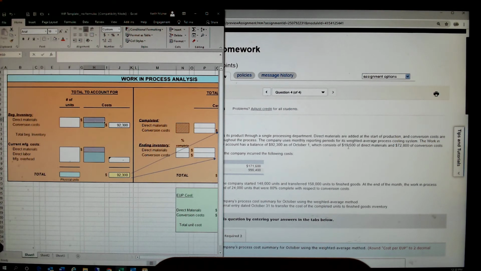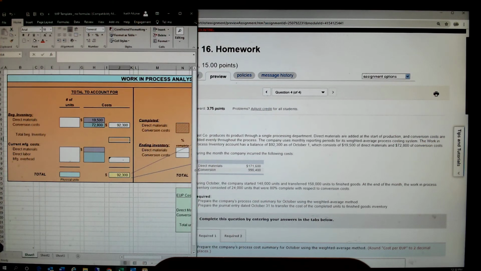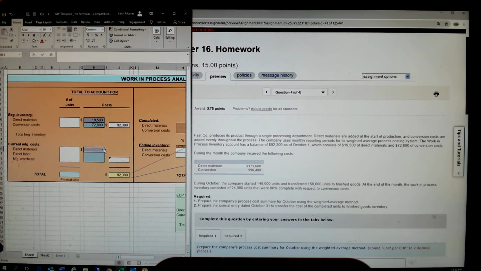Made up of 19,500 in materials and 72,800 in conversion costs. Yeah, those are the costs in beginning work in process inventory. They haven't told me how many units they have yet, but we'll get there. During the month, the company incurred the following costs. Direct materials. Oh, they added direct materials of 171,600 and conversion 990,400. So we've got total costs here of 125,400.